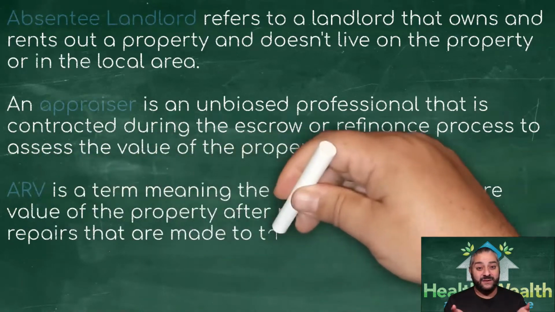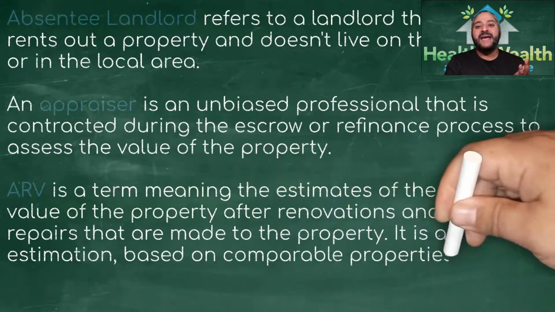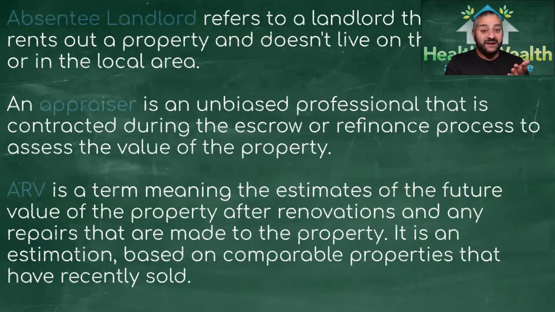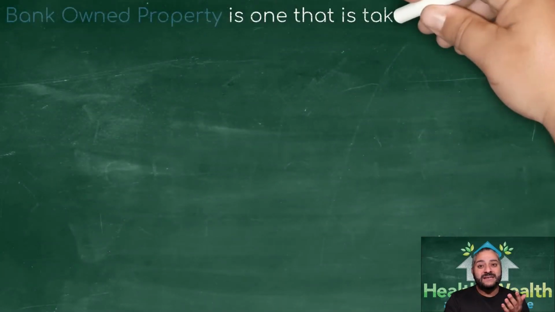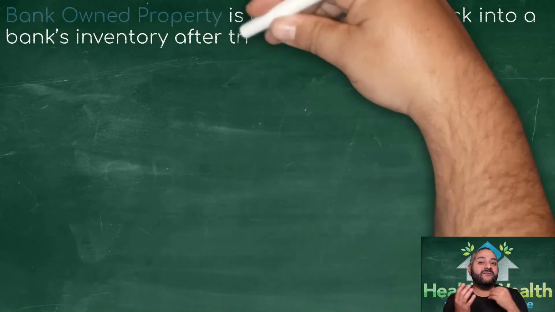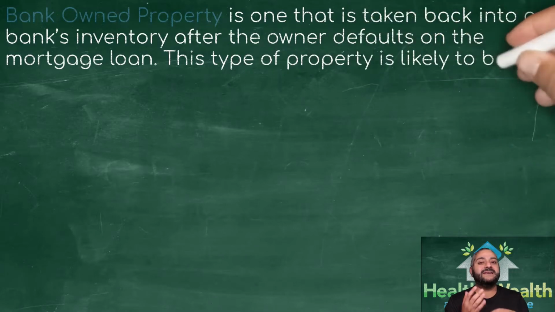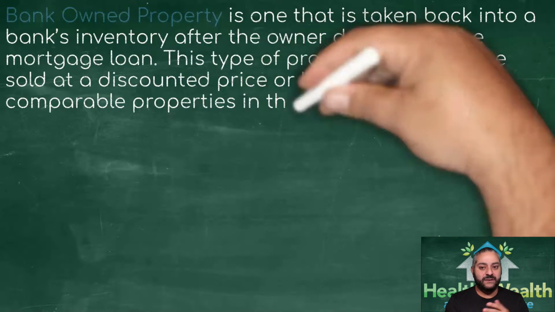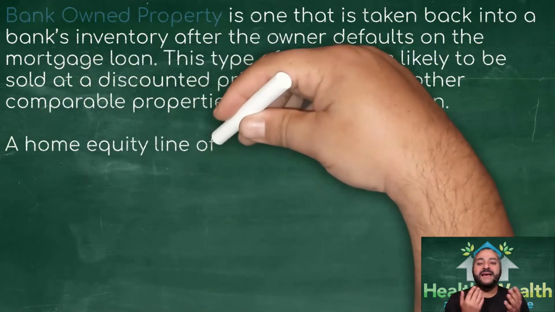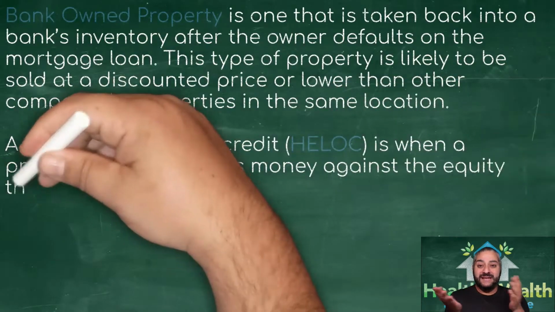This is not the value of the property at purchase, but following the improvements that are made to the property, and is an estimation, not a guarantee, based on what comparable properties have recently sold for. A bank-owned property is one that is taken back into the bank's inventory after the owner defaults on the mortgage loan. This type of property is likely to be sold at a discounted price or lower than other comparable properties in the same location. A home equity line of credit, or HELOC, is when a property owner borrows money against the equity that has been built up in said property.